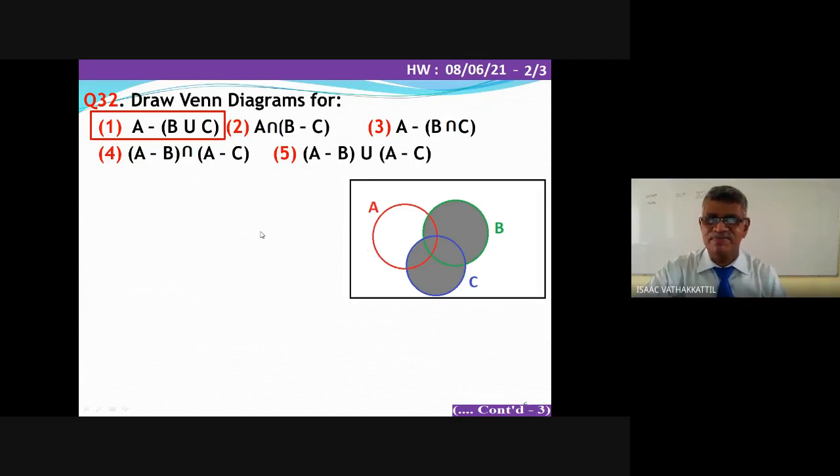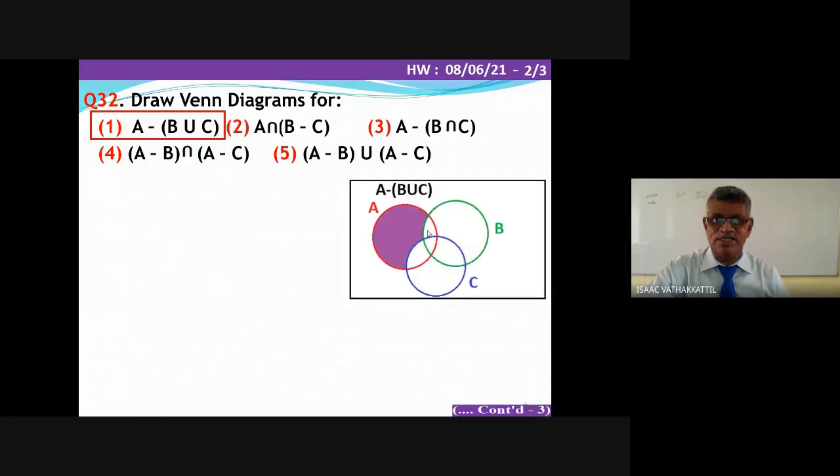What do you get? You have to put your mind to it. From A, you remove B union C. Yes, this is A minus (B union C), the shaded portion. That's all. You are asked to draw the Venn diagram. Even this single diagram will do, or if you want to identify, we can draw one or two diagrams. Finally, we have A minus (B union C).